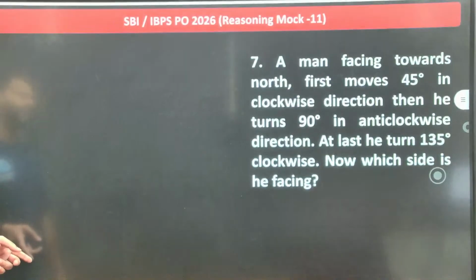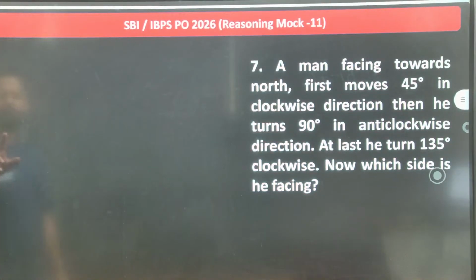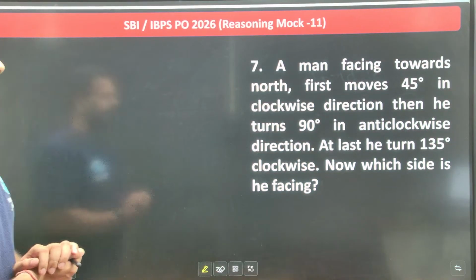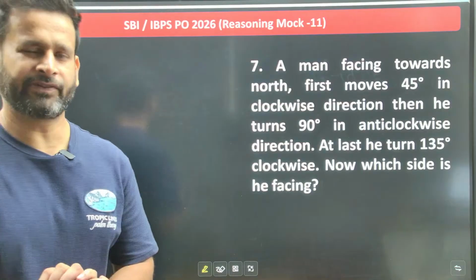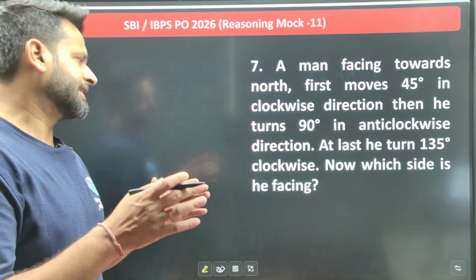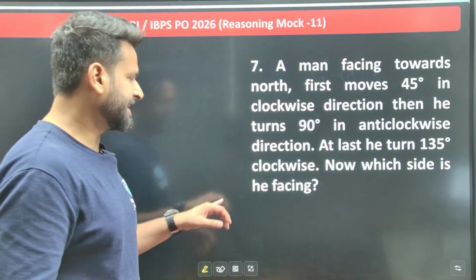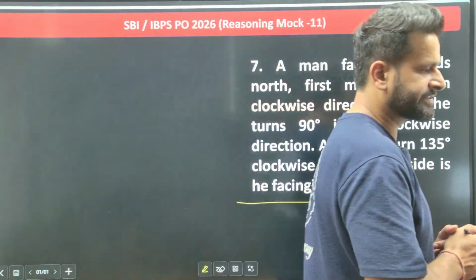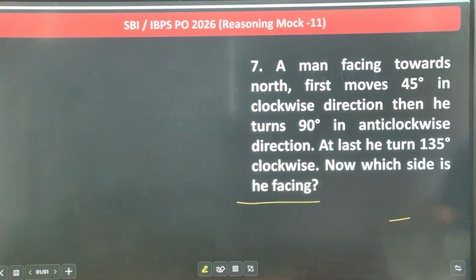Next. Direction distance. Very easy. What is the answer? A man is facing towards north, first moves 45 degree in clockwise direction, then 90 degree anti-clock, then 135 clock, then in which direction finally the person is facing?